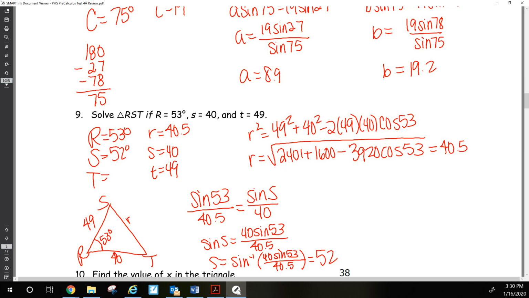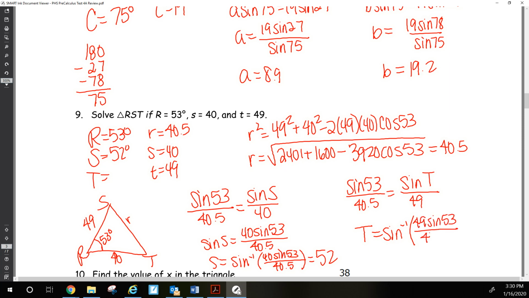And we'll do the same thing for t. So sine 53 over 40.5. This time we've got sine t over 49. I'm going to go through the same steps, but I'm just going to say t then would be sine inverse. This time though it's 49 times sine 53 all over 40.5. Crunching that in our calculator gives us 75 degrees.